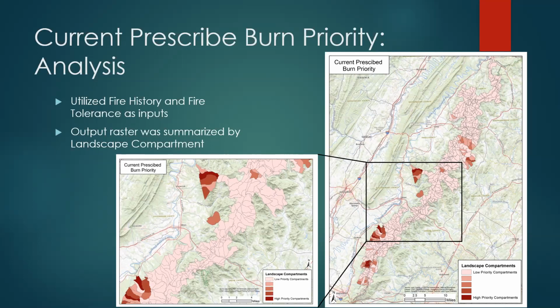The fire tolerance layer was prioritized so that the highest tolerance vegetation communities were given a priority of 9 and the lowest tolerance a priority of 1. The resulting output raster dataset was converted to a shapefile, and the data was summarized by the landscape compartment layer using the Summarize Within tool in ArcGIS Pro. As you can see with these maps, there are relatively few high priority compartments in relation to the number of landscape compartments throughout the park. This is due to the fire history layer, and it predominantly reflects where fires have occurred in the past.